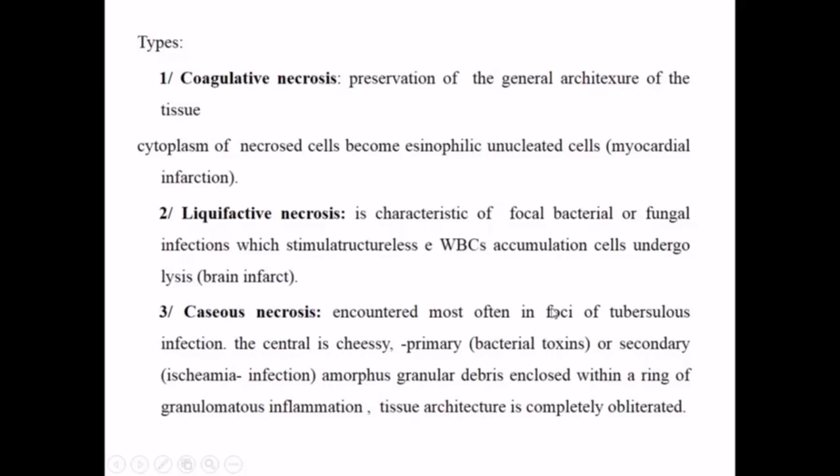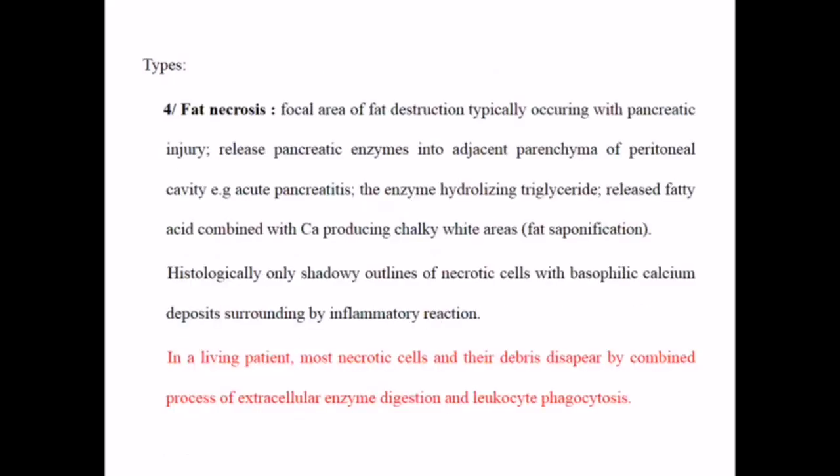Another is caseous necrosis. This is encountered in foci of tuberculosis infection. The center is cheesy, like cheese, either due to bacterial toxin, or primary or secondary due to ischemia and infection. There is amorphous granular debris, with a ring of granulomatous inflammation. The tissue architecture is completely unclear.